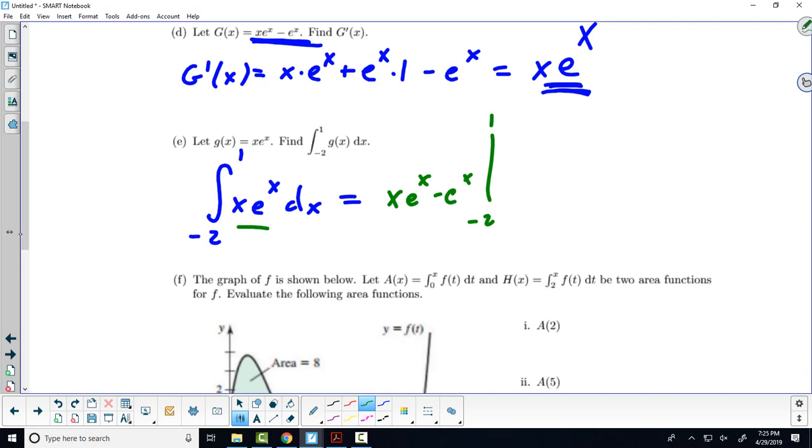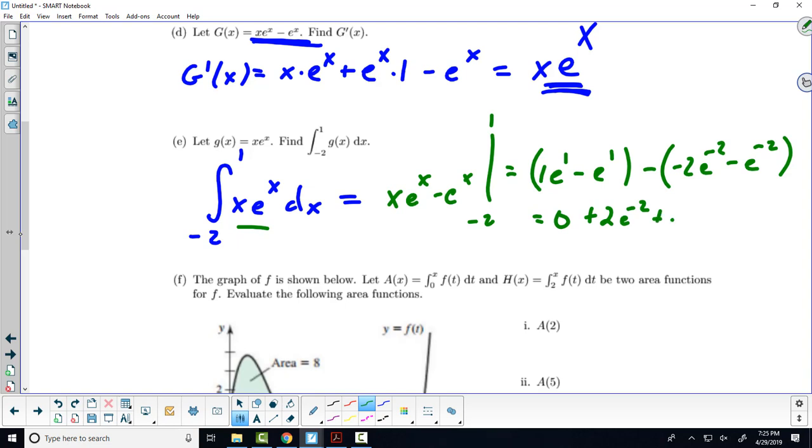Okay. So, now that we actually do this, we get 1 e to the 1 minus e to the 1 minus parentheses -2 e to the -2 minus e to the minus 2, which gives us 0 plus 2e to the minus 2 plus e to the minus 2, which gives us 3e to the minus 2, or if you like, 3 over e squared. You can give yourself a decimal approximation of that if you want, but I'm interested in the exact answer here.